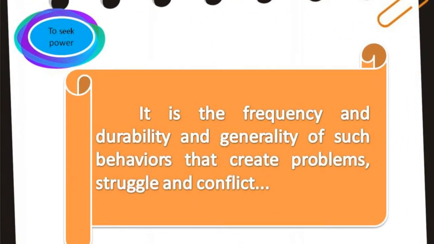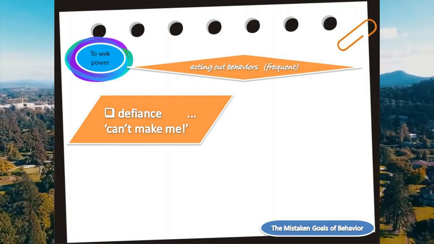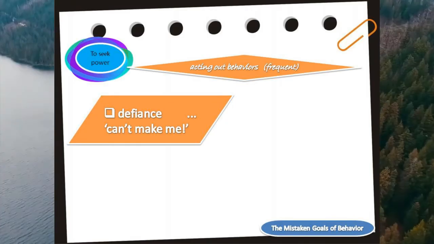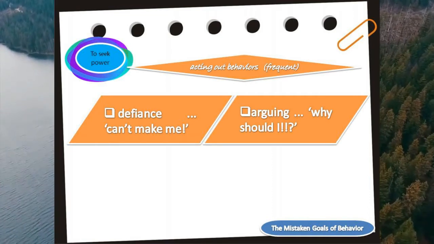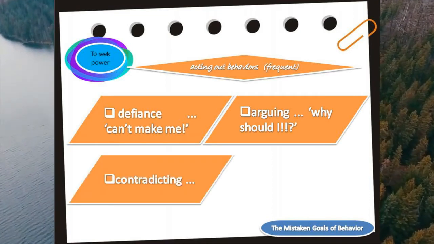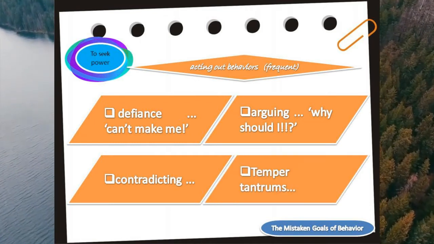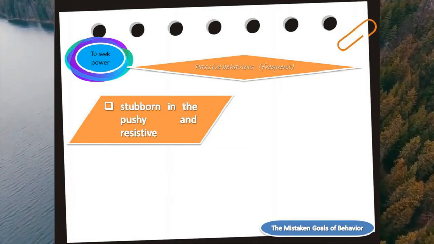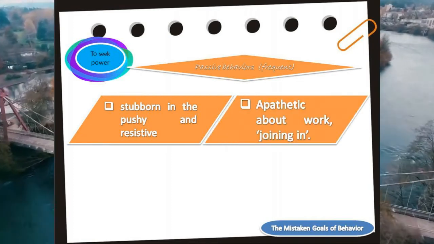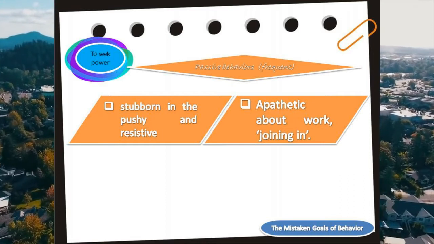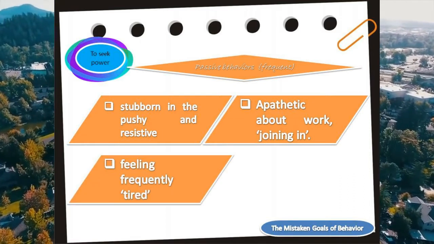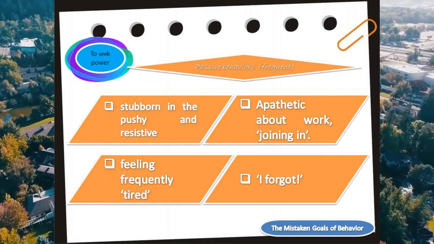Next, the seeking of power. It is the frequency and durability and generality of such behaviors that create problems, struggle, and conflict. Here are some of the acting out behaviors. First, defiance or can't make me. Next, arguing or something like, why should I? Next, contradicting, and temper tantrums. Counterpart, stubborn, pushy and resistive. Next, apathetic about work or joining in. Next, feeling frequently tired and somewhat like, I forgot.